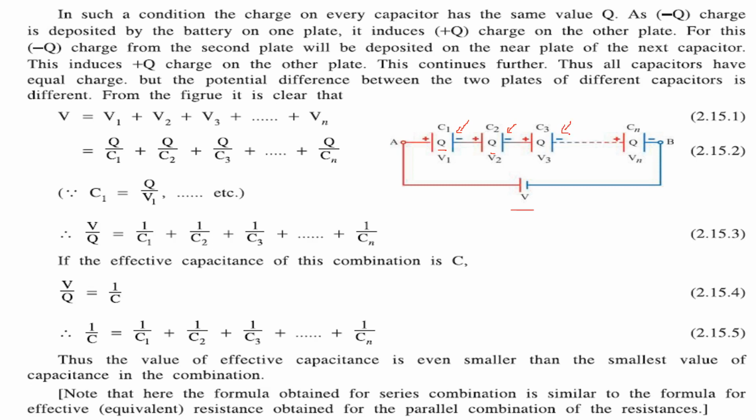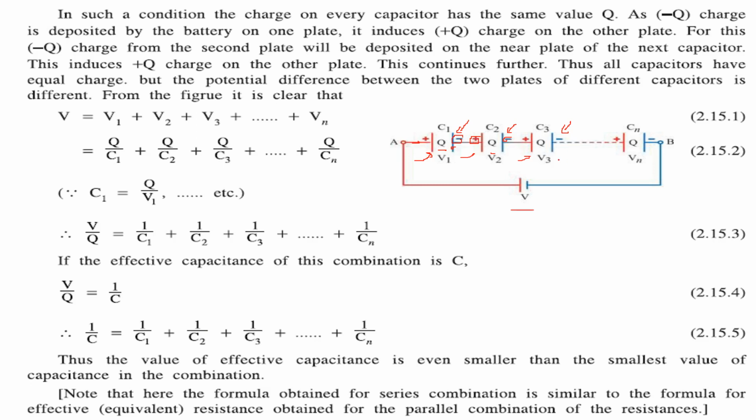So it will induce a positive charge here. See, there is a positive charge induced here. This minus Q charge from the second plate will be deposited on the near plate of the next capacitor. Because of this negative charge, this will be positive. Because of this positive, this will be negative. Because of this negative, there will be a positive charge because of the attraction. So this induces plus Q charge on another plate, and this goes on and on as you see here.